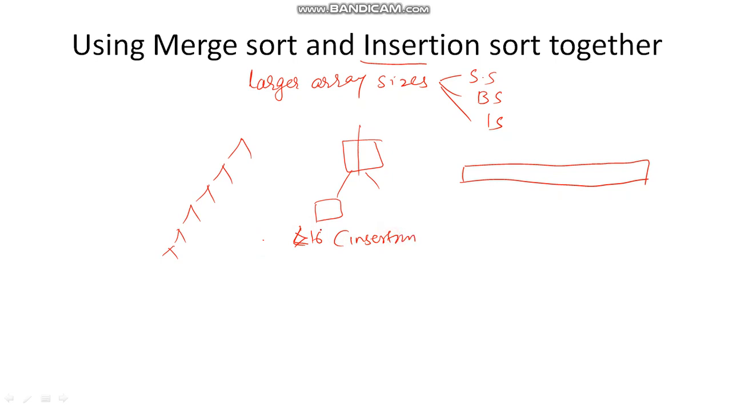Apply insertion sort to sort this particular subarray, and again start merging. So instead of going up to one element in an array, stop at 16, and at 16 itself apply insertion sort. And we have seen the power of insertion sort in my last lecture. Insertion sort will take n amount of time, and the array could be nearly sorted. For the nearly sorted array, we can use insertion sort.